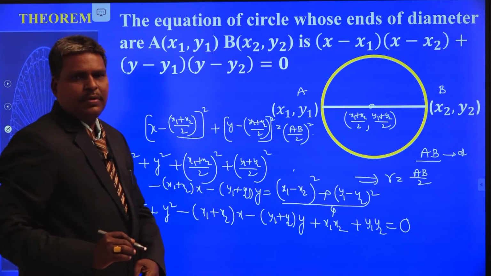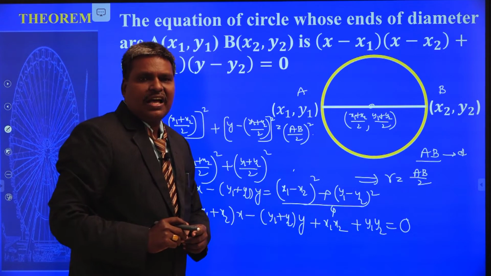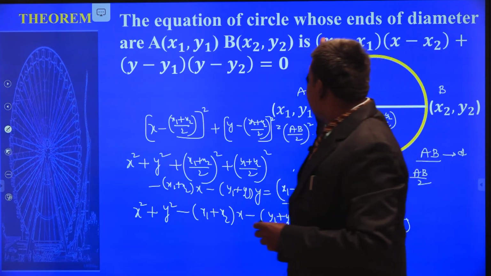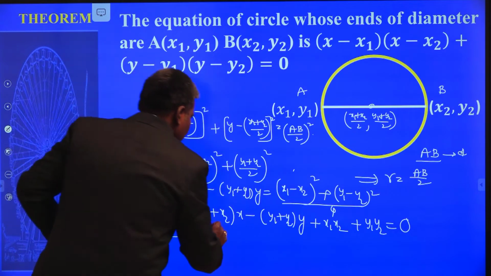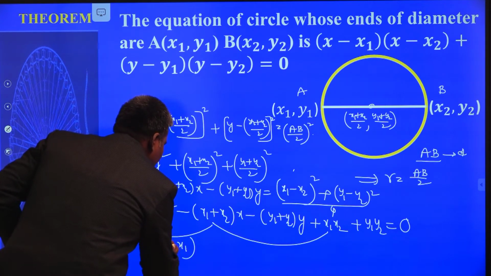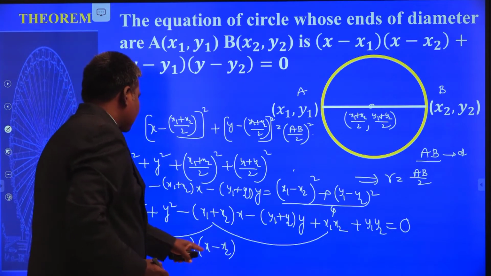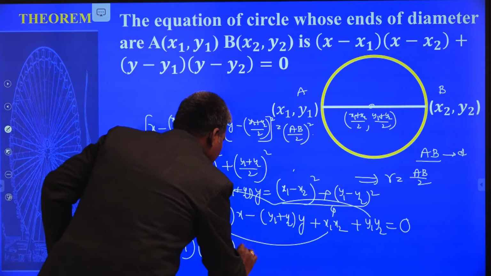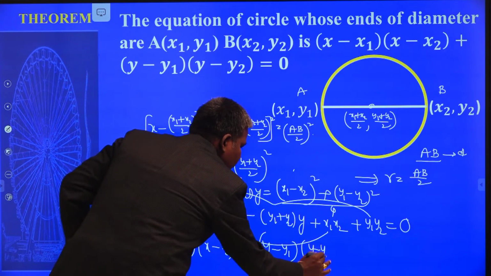This is your circle. What is that? x² + y² - (x1 + x2) into x - (y1 + y2) into y + x1 x2 + y1 y2. Your job is over. Just put it in this manner. I am considering x² - (x1 + x2) into x + x1 x2. What is the value? That is nothing but (x - x1)(x - x2). Similarly, consider these things: plus (y - y1)(y - y2) is equal to 0.